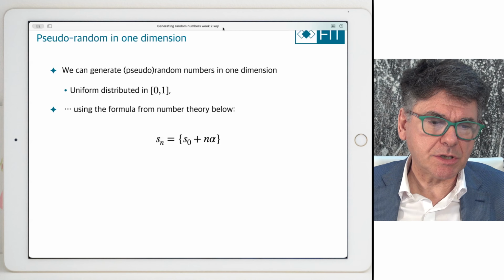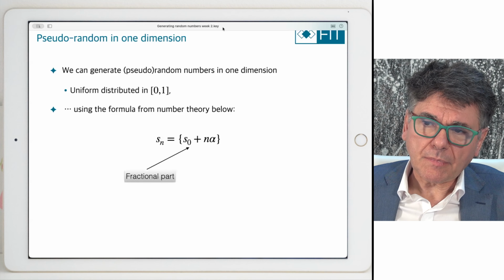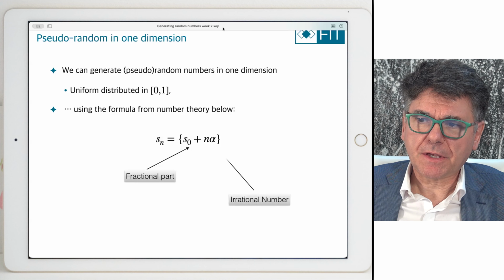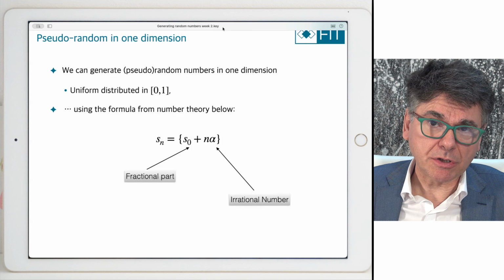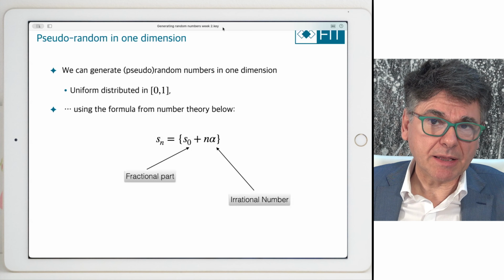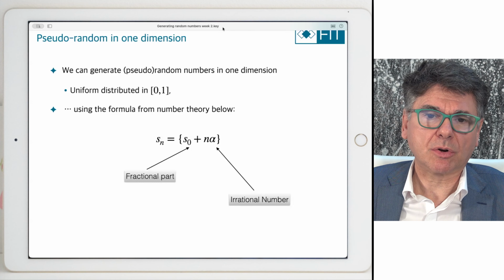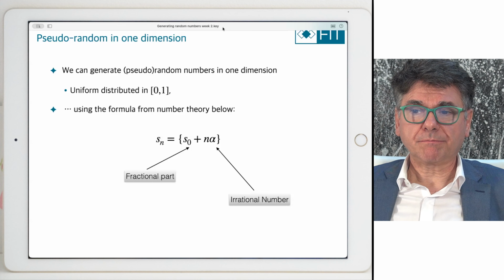And then what you do is, to that number, you add n times alpha, and you pick an irrational number for alpha, like the square root of 2, for example. You multiply that by integers, and you take the fractional part of everything that comes up. So this will give you a number which is between 0 and 1. It's not random, because it's the result of an algorithm, but it does have the property that it is between 0 and 1.